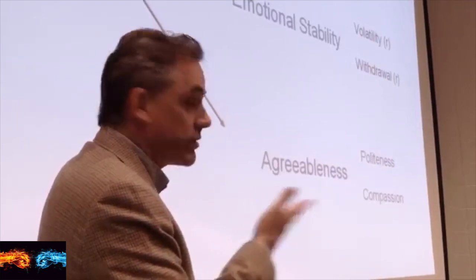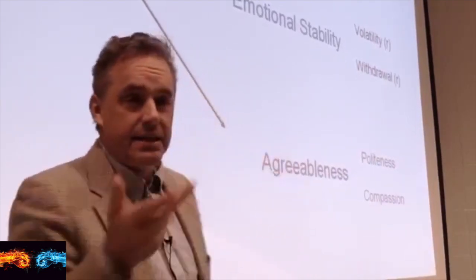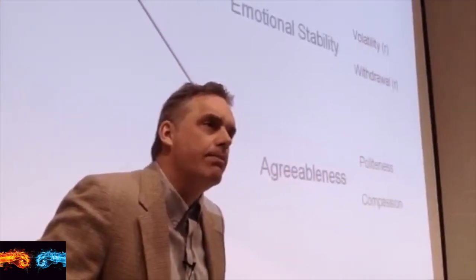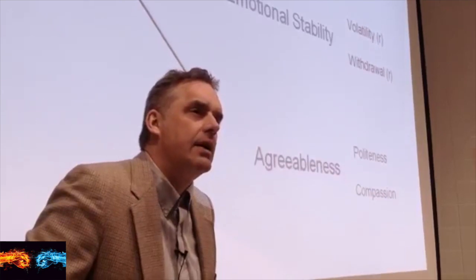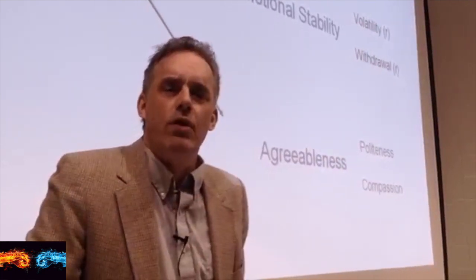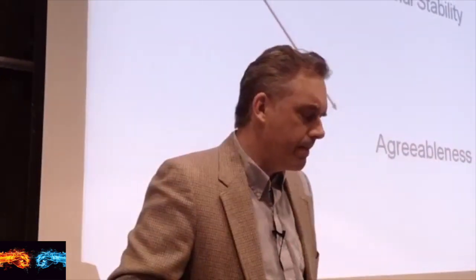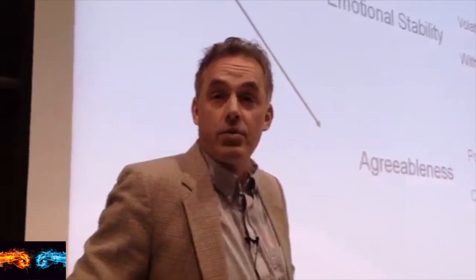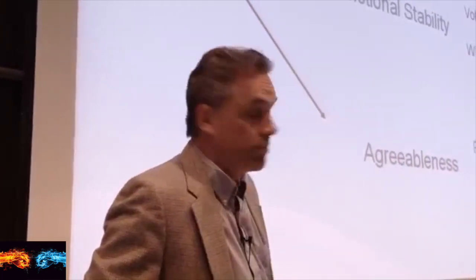Agreeableness sounds like a positive thing. Politeness and compassion. We know that liberals are more compassionate and conservatives are more polite, but we don't know a lot more about the distinction between politeness and compassion. And we don't know why conservatives are more polite and liberals are more compassionate, but we do know that that appears to be the case. We also know, by the way, that conservatives are more orderly. They're less open as well, which is the dimension we'll talk about in a moment.